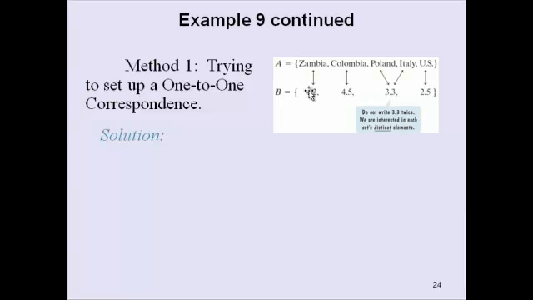So here's the picture. And of course, Zambia is going to go to 4.2. Colombia is going to go to 4.5. Poland and Italy go to 3.3. And the U.S. goes to 2.5.